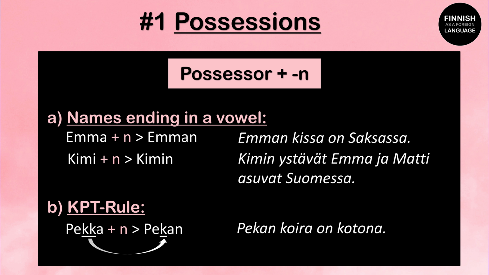Pekan means of Pekka. Here's one example. Pekan koira on kotona means Pekka's dog is at home. So Pekan koira means Pekka's dog, so koira means dog, and on kotona means is at home. Kotona means at home. So let's repeat. Pekan koira on kotona. Pekka's dog is at home.